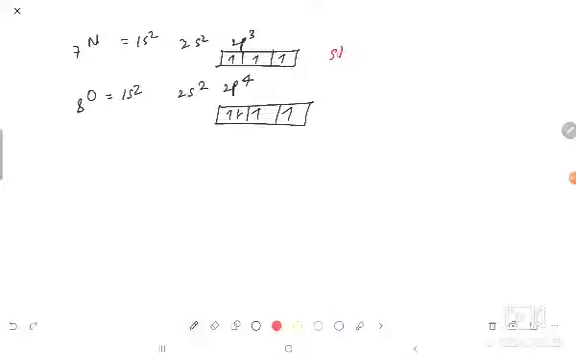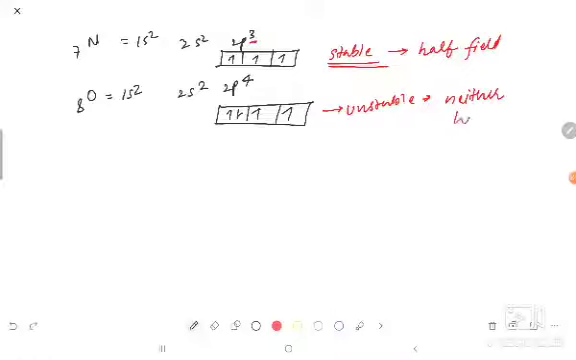Why is it stable, Arav? What is the rule of stability? Half filled or full filled is stable, na? The p orbital has 3, half filled, and this one has 4. So half is 3, full is 6. So this is unstable. Why is it unstable, Arav? Because it is neither half filled nor full. Getting my point? Yes or no?